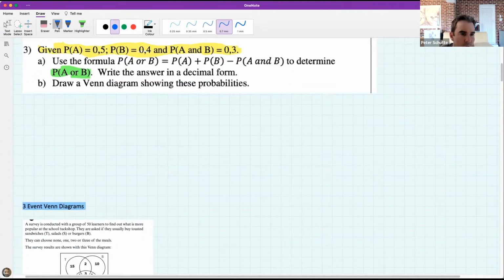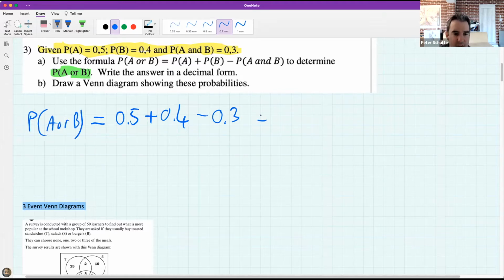So you know that the probability of A is going to be 0.5. B is 0.4. And then, so what is the probability of A or B going to be? Yeah, so that's actually not so bad, because you know the probability of A or B is just going to be whatever this is. And so that would just be 0.6.